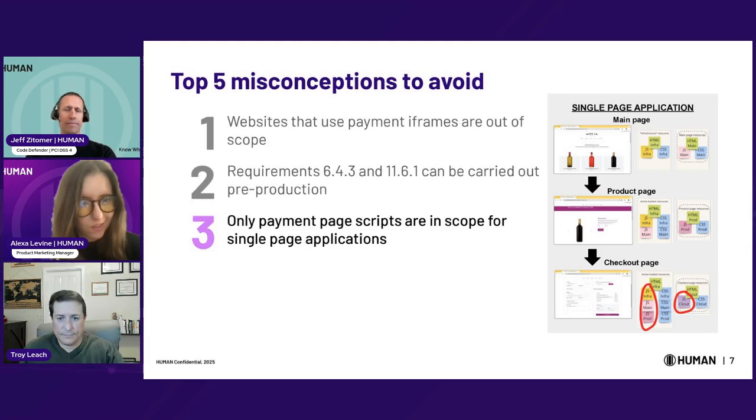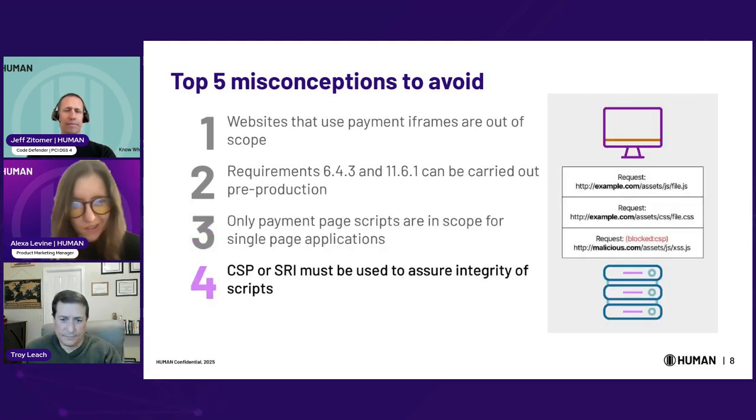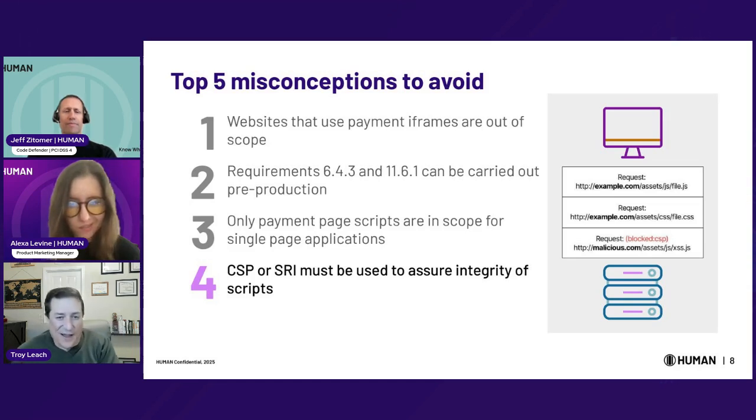Got it. Thanks. So misconception 4. Troy, do organizations have to use CSP or SRI to assure integrity? Yeah, and I'll try to keep this answer brief so we can get to all 5 of these misconceptions in our allotted time. And I think the answer is these are 2 recommendations within today by the PCI Council.